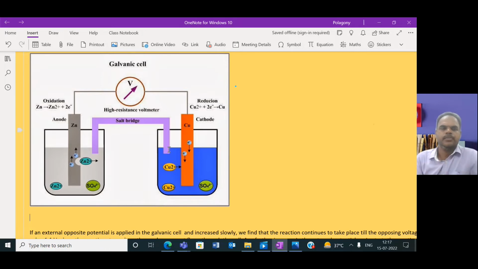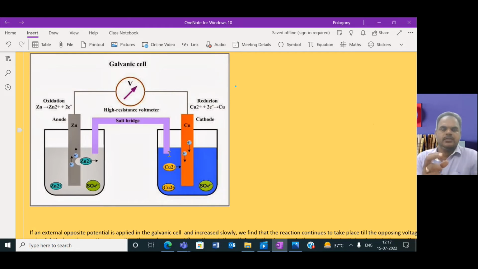But what components are present in this salt bridge? How can it connect the two half cells? What is the function of this salt bridge? A salt bridge is a glass tube that is open on both sides. Two ends are open and this glass tube is stuffed with agar gel.